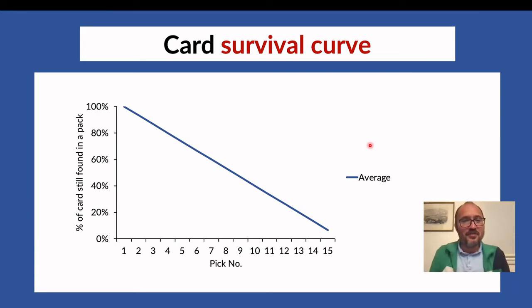packs are getting passed across the tables, cards disappear from them. And this is a survival curve of what would happen if we would play 1,000 drafts, and we would just not draft, but remove a random card from the pack.